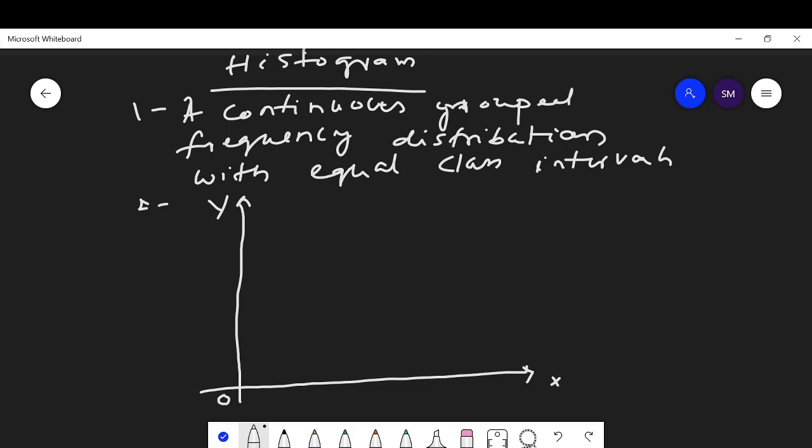Then choose a suitable scale along the x-axis for the representation of class limits, and choose a suitable scale for the y-axis. The scale may be different for the x-axis and y-axis, but by seeing the data, you should choose a suitable scale for each. Then construct the rectangles with class intervals as bases and the respective frequencies as heights. Look at here. What is this?